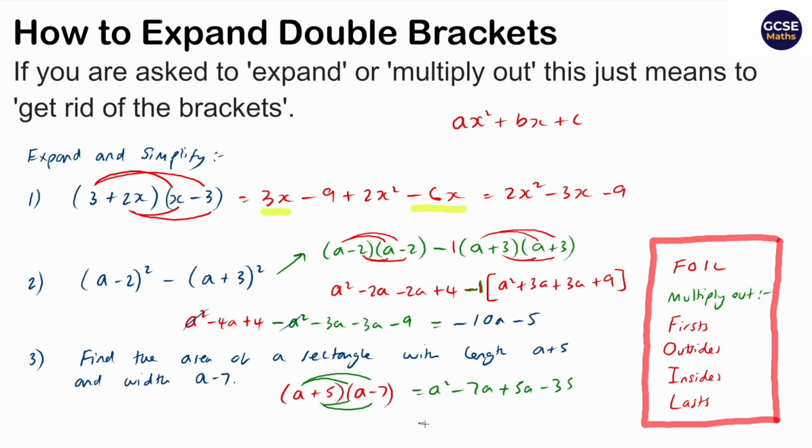Let's bring these together. That is equal to a squared. Well, minus 7 plus 5 is minus 2. That's minus 2a, and then minus 35. And that is expanding double brackets. So the key thing is, remember FOIL. Remember F is firsts, O is outsides, I is insides, L is lasts, and all you're doing is multiplying each component.